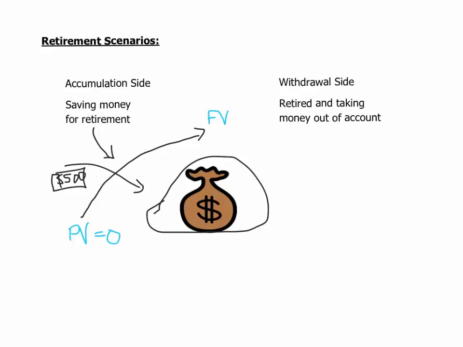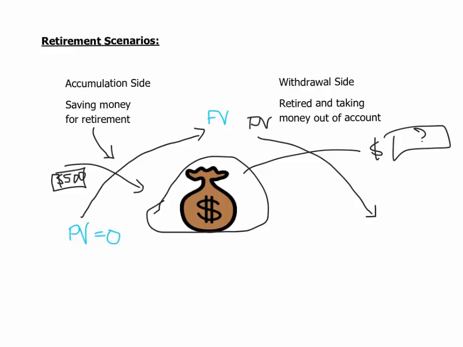We also have a withdrawal side, and we're going to focus on that withdrawal side in the next video. In the withdrawal side, we're taking money off of our pile of money. Who knows how much we're taking out, but the idea is that we start out with some amount and then we're pulling money out of our account. Maybe we're retired and this is our retirement income. And then sometimes, but not always, we're going to end up with 0. So these are the types of scenarios we're going to be working with in the next couple of videos.